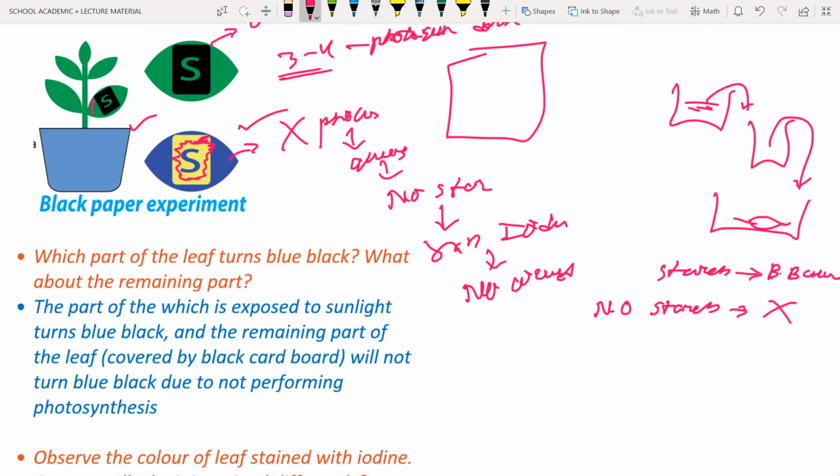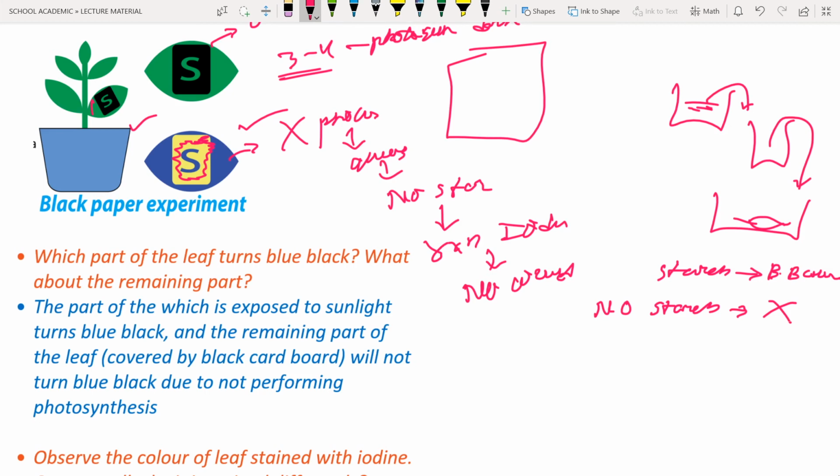This experiment is known as the black paper experiment. Why? Because we are using black paper or black cardboard to identify whether sunlight is essential for photosynthesis or not. By this experiment, we can confirm that sunlight is essential for photosynthesis.